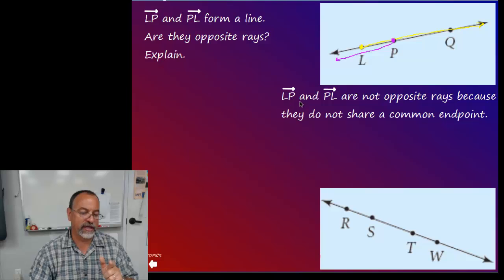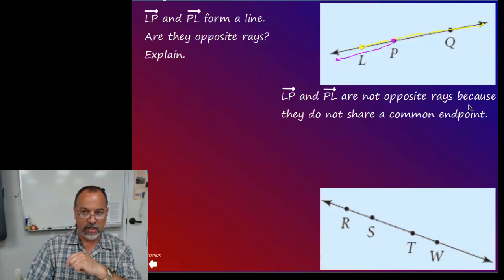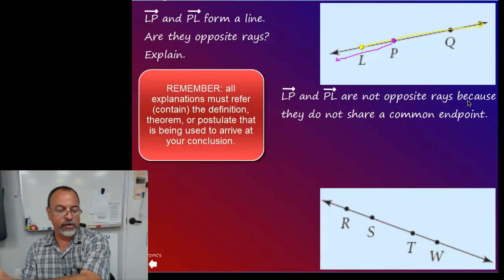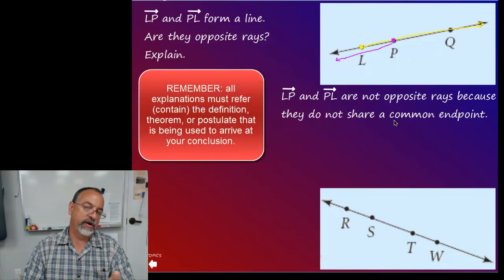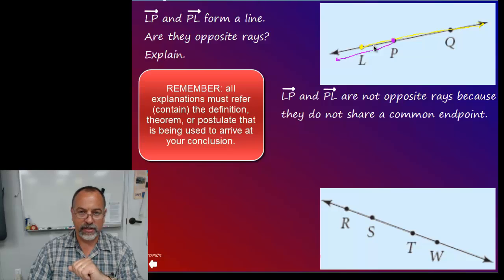So my answer should look like this. LP and PL are not opposite rays because, and because is an explanation word. This is why I'm going to explain to you. They do not share a common endpoint. Their endpoint is not the same. Okay, so notice that my explanation includes what part of the definition has not been met by this particular situation. And every explanation must carry with it the definition that makes it true, or the definition that doesn't make it true, or postulate, or theorem.